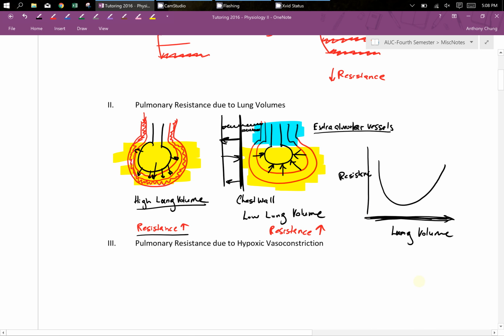So my question is, what is this point over here? This is the least amount of resistance. This is your FRC. Any questions?